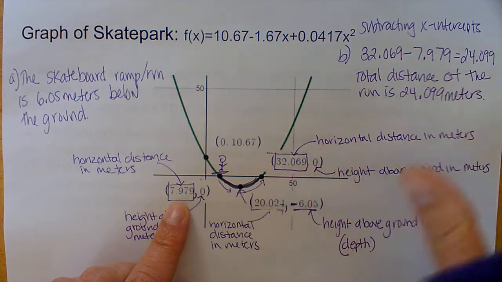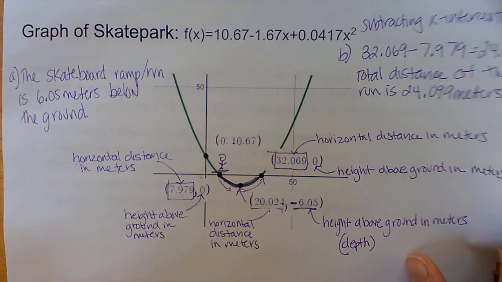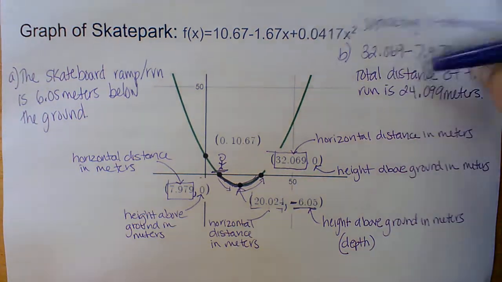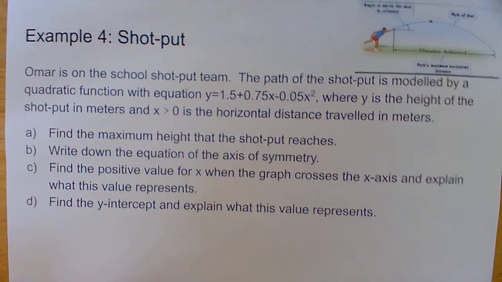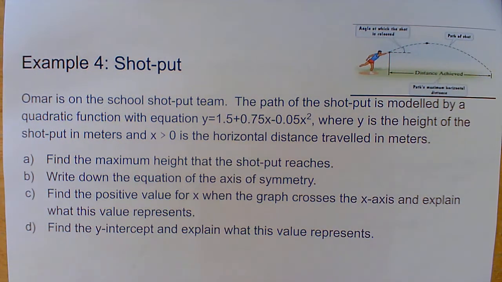All right, there we go. Subtracting the x-intercepts gives you the total distance, since it's that horizontal distance. All right, last one, part two. What are you going to do? This is the shot put one. Omar is on the school shot put team. The path of the shot put is modeled by a quadratic equation: y equals 1.5 plus 0.75x minus 0.05x squared, where y is the height of the shot put in meters and x greater than 0 is the horizontal distance traveled in meters.